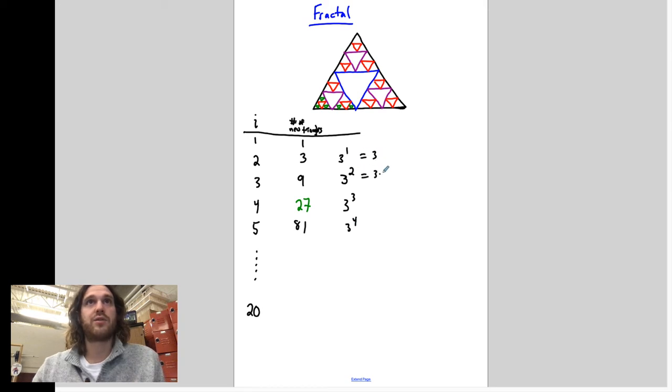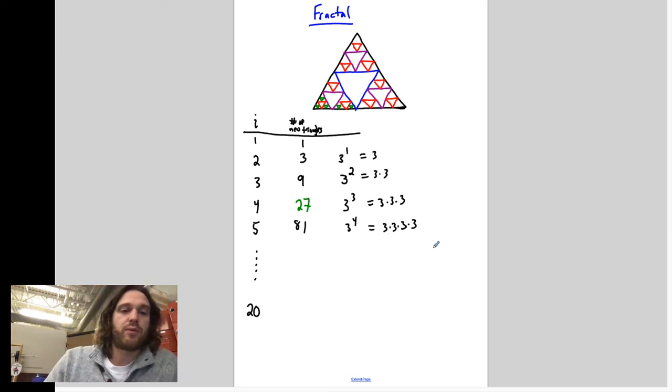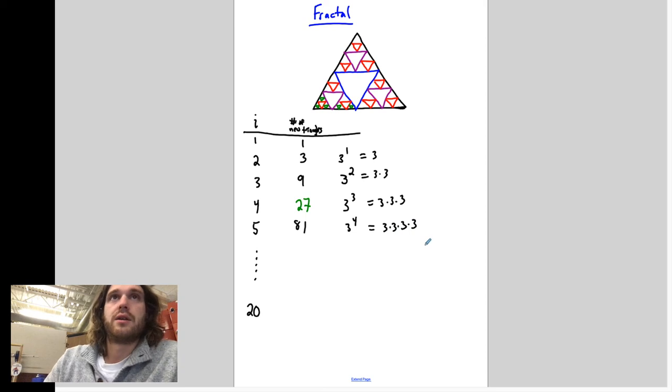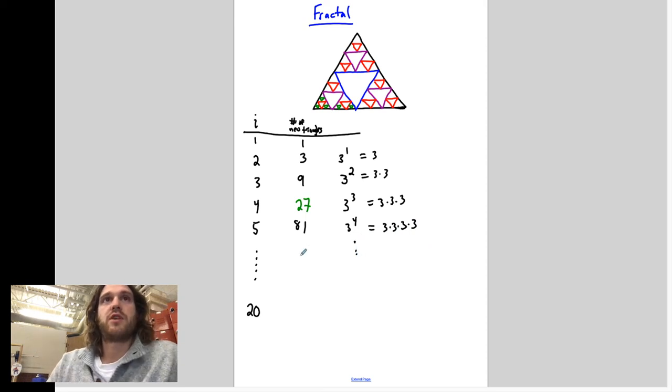3 to the second is 3 times 3. 3 to the third is 3 times 3 times 3. 3 to the fourth is 3 times 3 times 3 times 3. So it's really just repeated multiplication. The number of 3's present in the product is what it is. So this process will continue. If I want to find how many new triangles I'm going to draw at a step, I won't be able to find the total. That would be a different problem altogether.